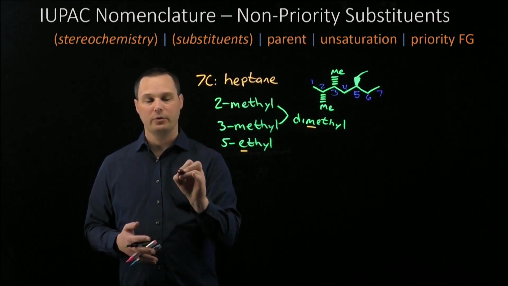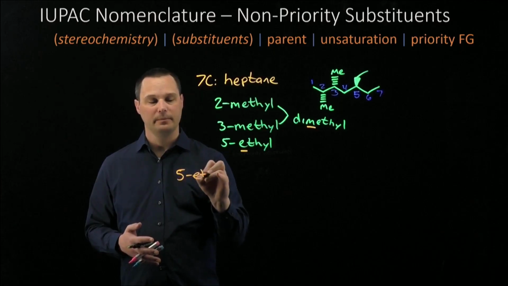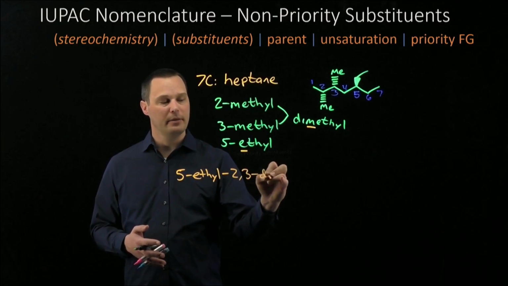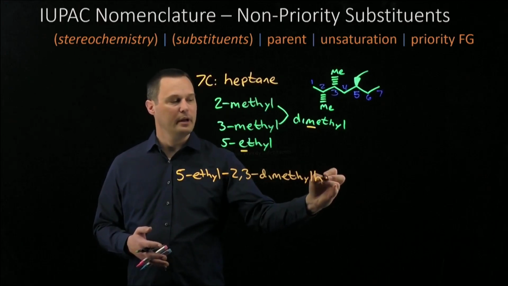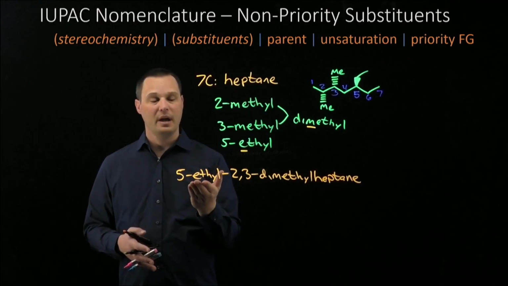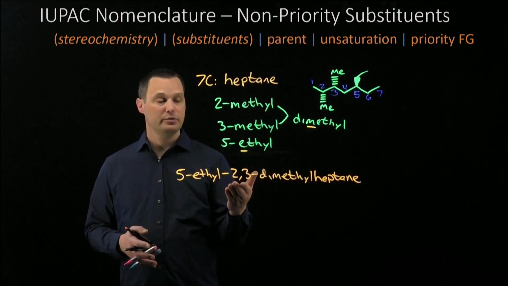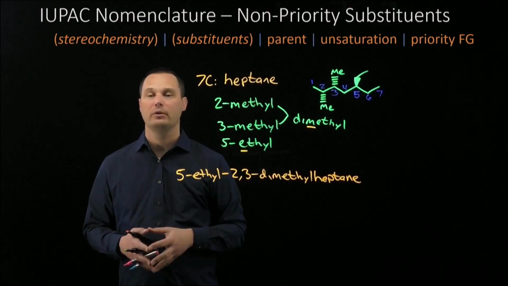Putting these substituents in order then, we would start with 5-ethyl, separate numbers from letters with hyphens, we would then go to 2,3-dimethyl, and we finish with the parent hydrocarbon as one long word, heptane. Notice we alphabetize by the E versus the M in dimethyl, and notice the substituents don't go in numeric order, they go in alphabetical order.